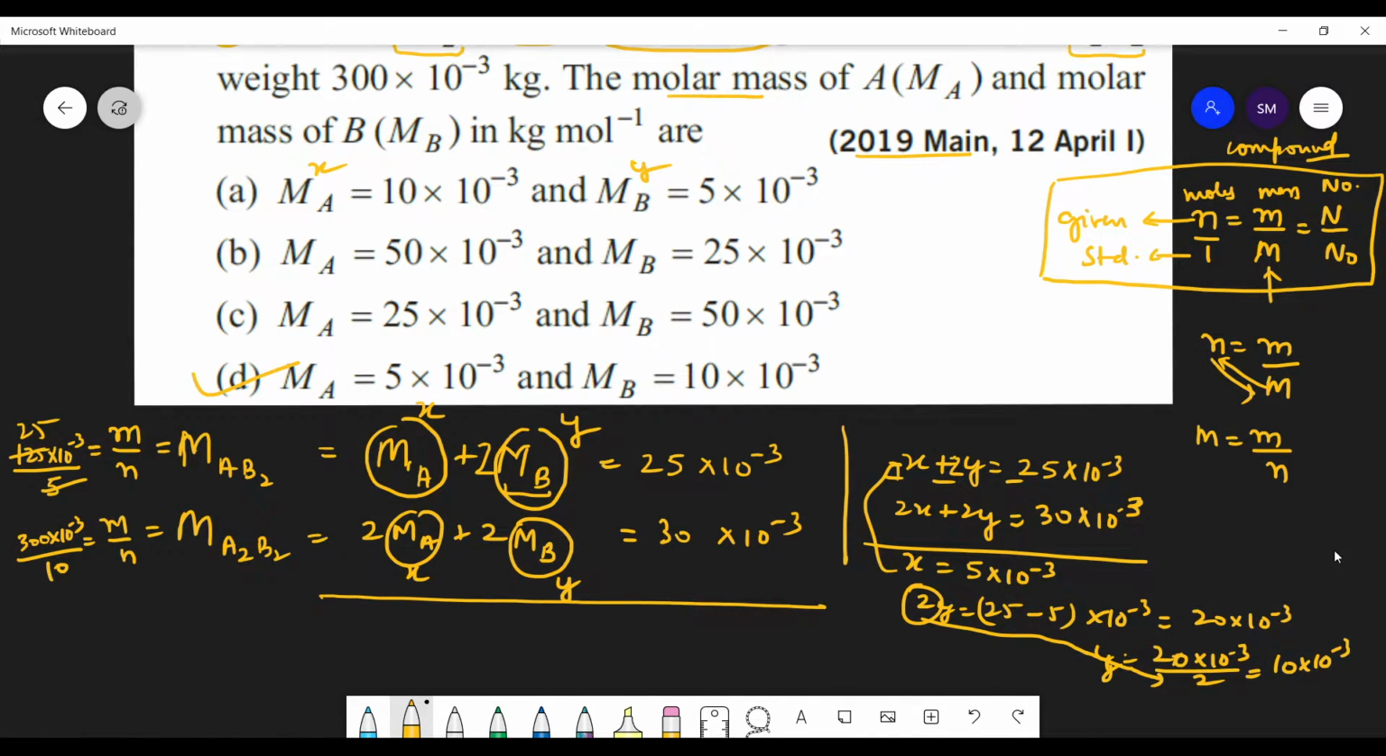Okay. So I was just explaining it to you. Subtract this equation from this equation, so 2 minus 1. You get minus minus, so x equals this, and then put the value of x over here. 2y equals 20 times 10 to the power minus 3, and y equals this divided by 2. So that's your answer. Is this okay, students, or not? Yes.